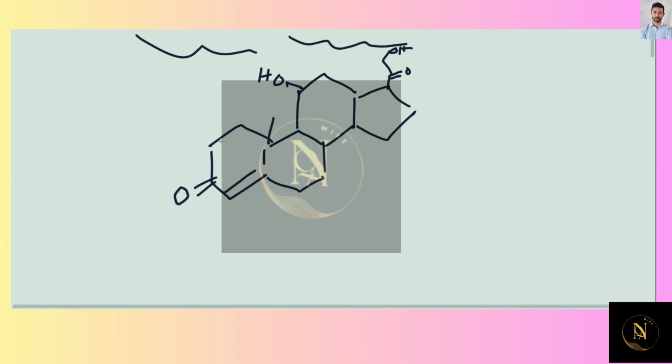Okay, so you've got your 6 carbon ring, another 6 carbon ring, another 6 carbon ring, and then your 5 membered ring. Those are steroids. All steroids have that basic structure, and all that varies is what functional groups are included and where they are.